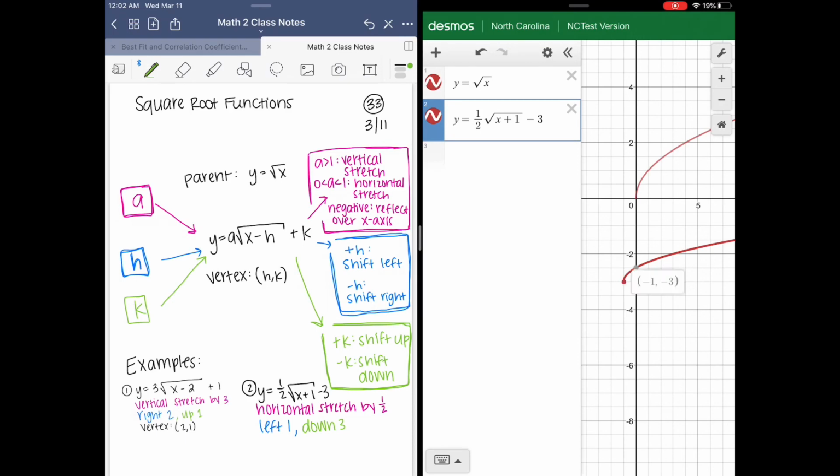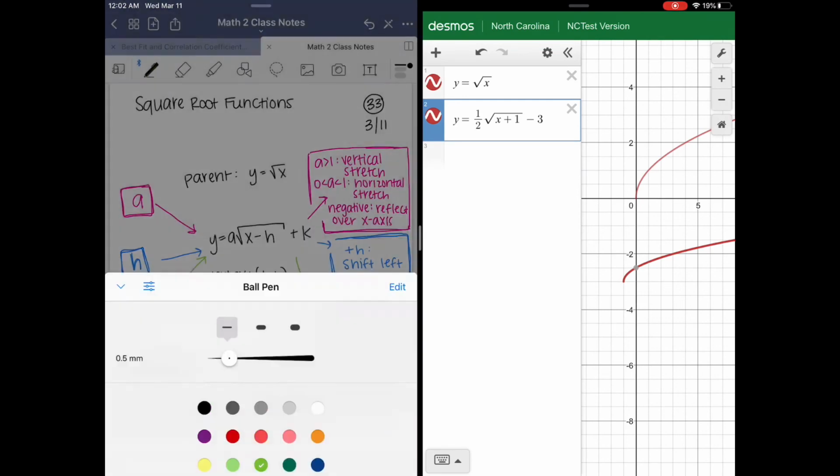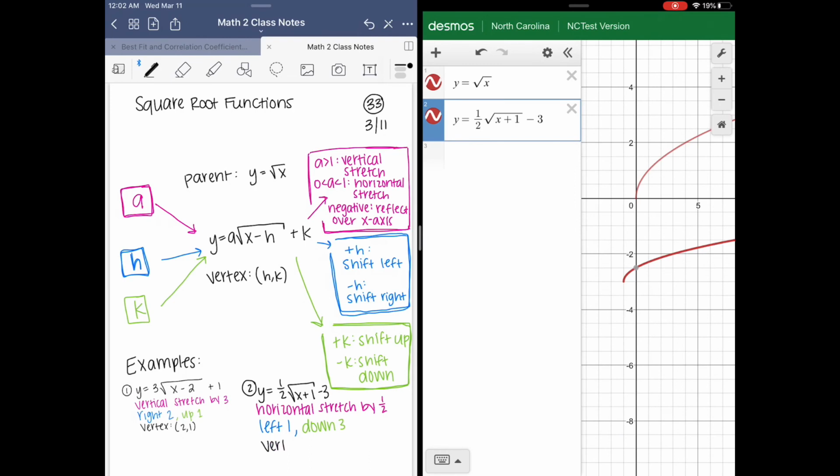All right, and then finally, just looking at the vertex, you can also do that just by looking at the equation. It's the opposite sign of the h, but the same sign as the k. So when we write that vertex, that would be -1, -3.